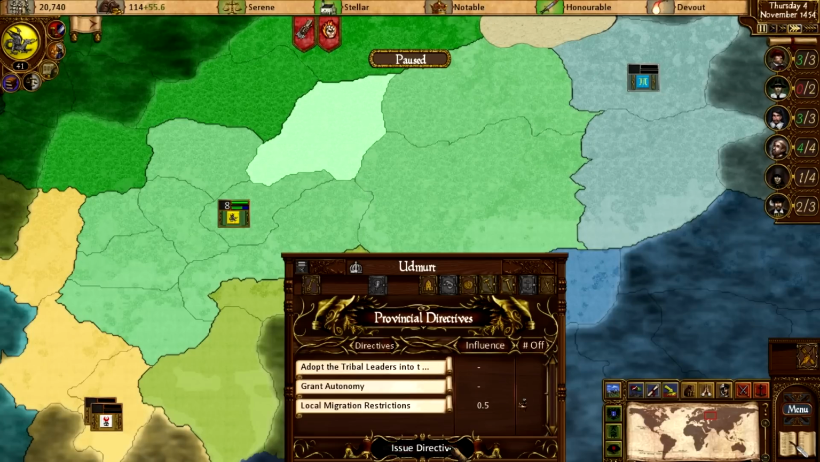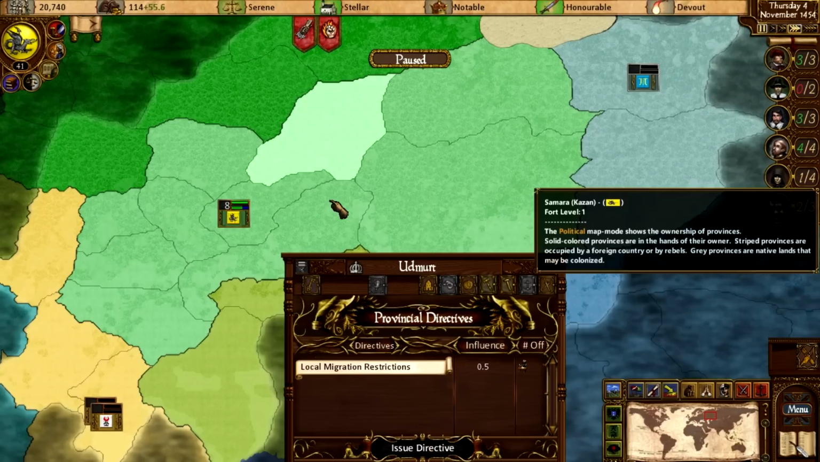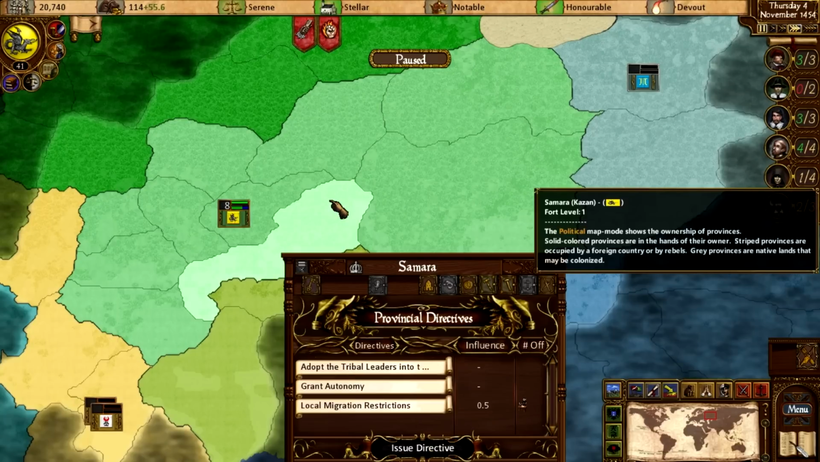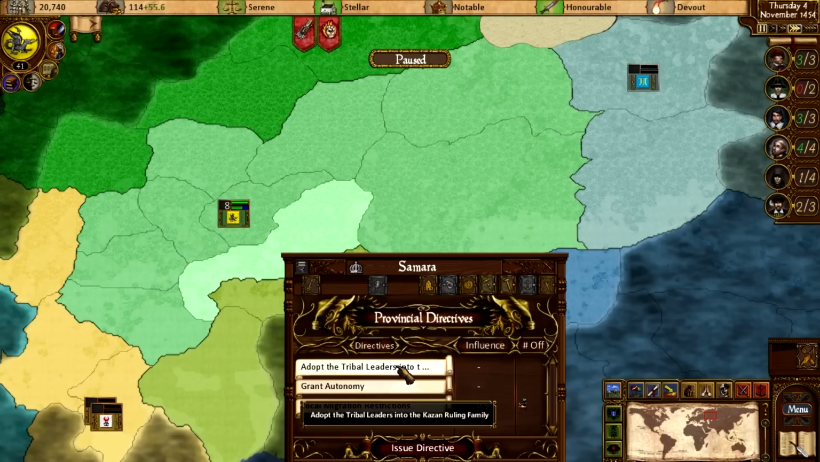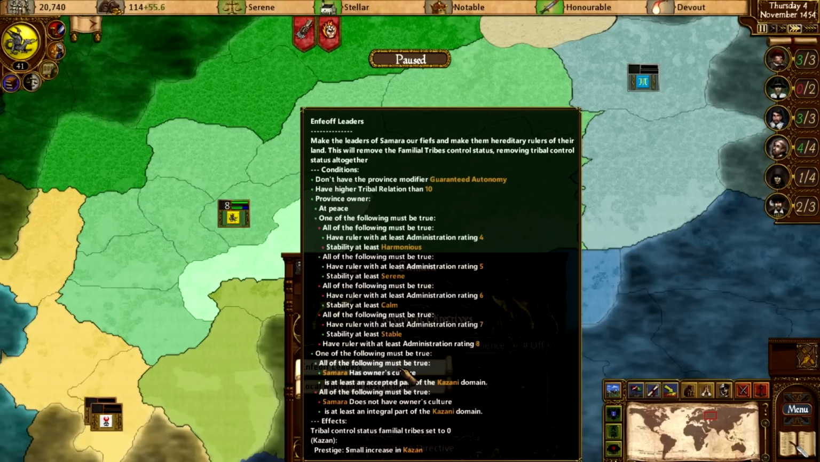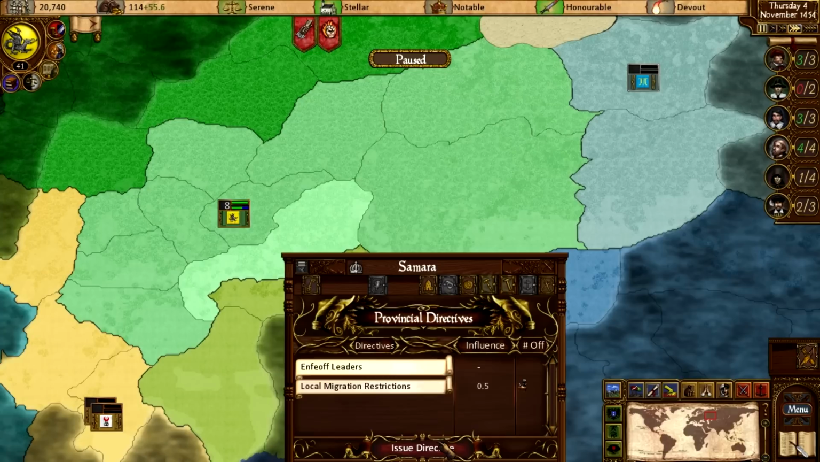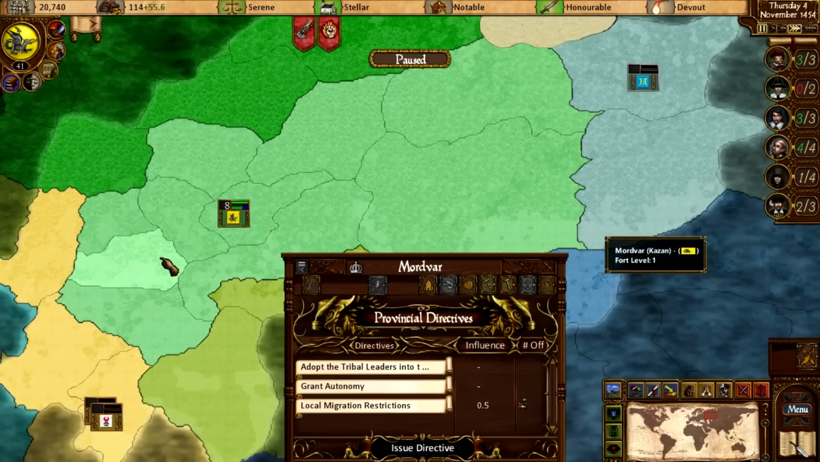familial tribes. And so I'm going to do this for all my provinces, because luckily, as I said earlier, Kazan starts with optimal conditions to move away from the tribal system, and this is one of them. My leader is inspiring, I have stability, all my tribes are subject and they are friendly to me, and so I have all the conditions to go forward, and this is just what I'm going to do.